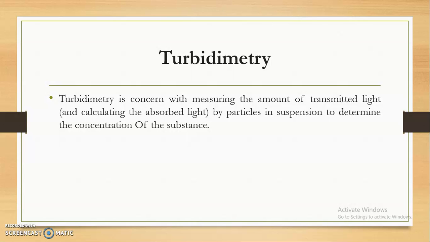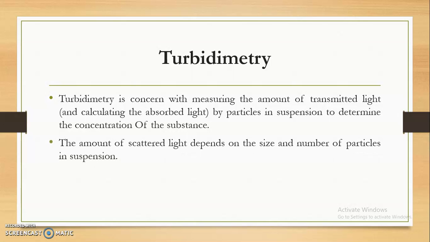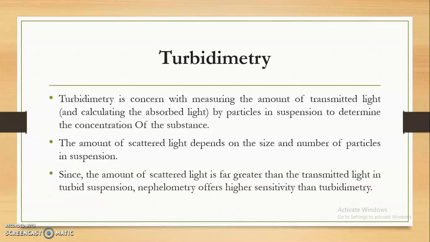So these techniques are useful for the determination of the concentration of suspended particles in the suspension. The amount of scattered light depends on the size and number of particles in the suspension. Since the amount of scattered light is far greater than the transmitted light in a turbid suspension, nephelometry offers higher sensitivity as compared to turbidimetry. Means if we compare these two techniques, nephelometry is considered more sensitive than turbidimetry.